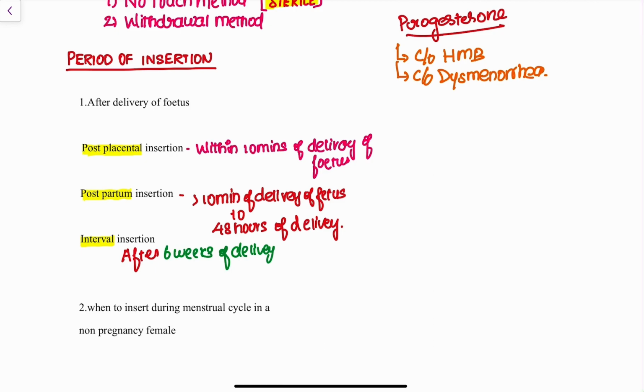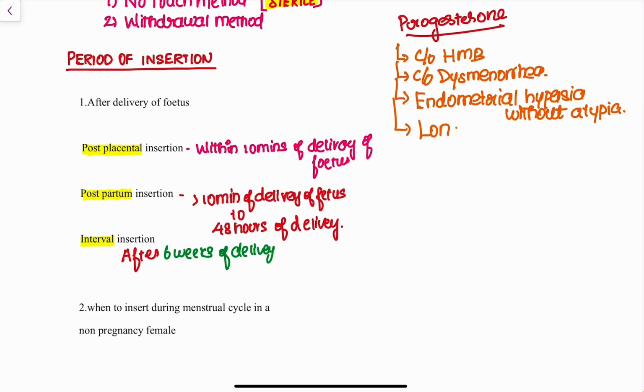Why? Because progesterone is going to support the endometrium, and unless the progesterone level falls, there is no menstruation at all. So since the progesterone supports the endometrium, there is no menstruation. If there is no menstruation, there is no pain and no heavy menstrual bleeding. So any females with complaints of heavy menstrual bleeding, dysmenorrhea, and those females with endometrial hyperplasia without atypia, you can also insert this intrauterine device, right?